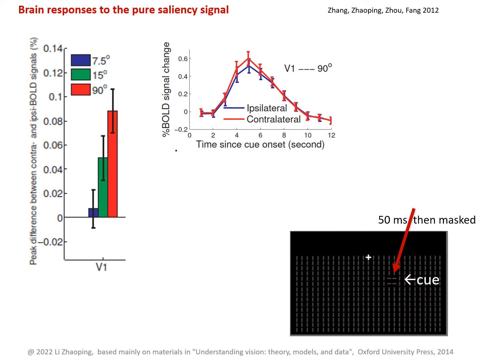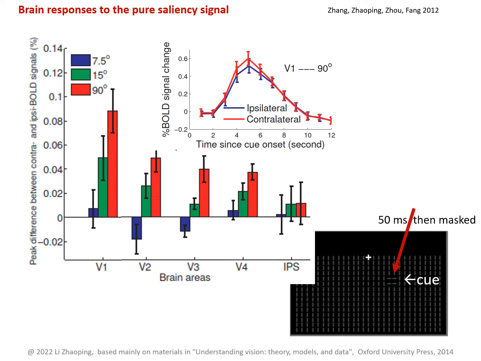So these are the V1 signals in response to the saliency signal for 3 different orientation contrasts at the cue. This signal is strongest when the orientation contrast is 90 degrees and weaker when it's 15 degrees and near 0 when it's 7.5 degrees. And these are the responses at other cortical brain areas.